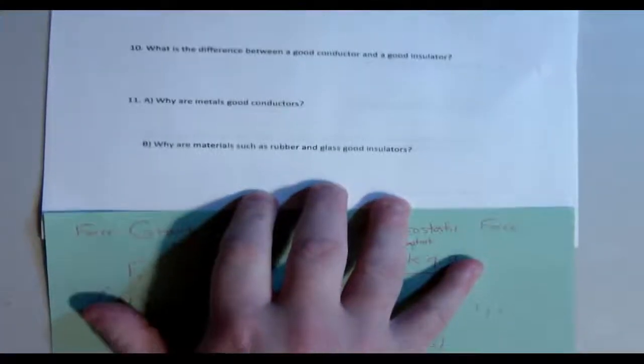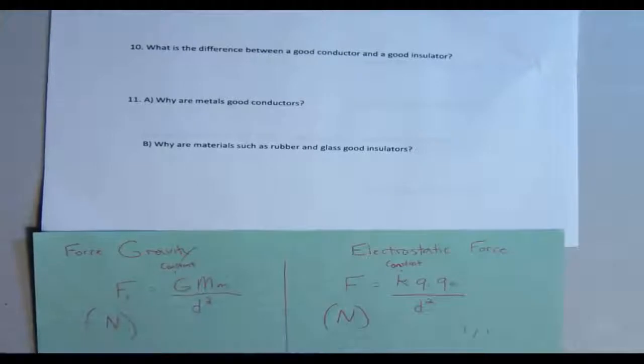All right. Number 11 is kind of just a piggyback on number 10. Why are metals good conductors? Well, again, their outer electrons are ready to rock. They're loose, you could say. They are ready to jump ship and go somewhere else. So that's why they're good conductors. Their electrons are ready to rock.